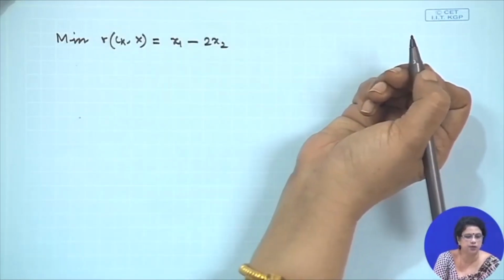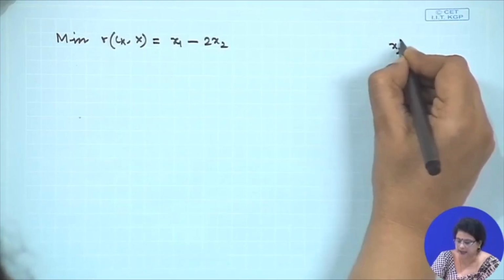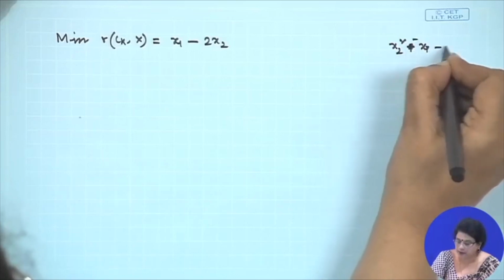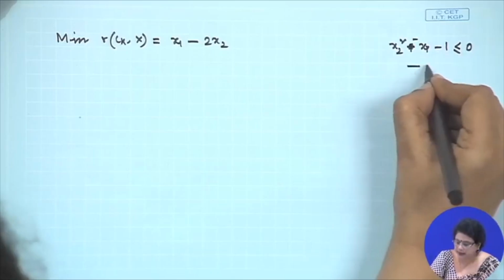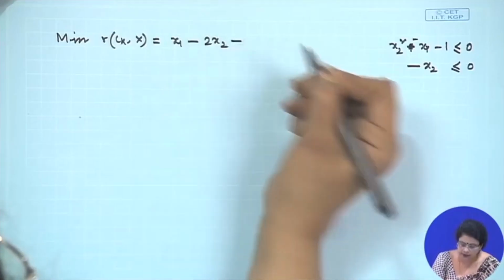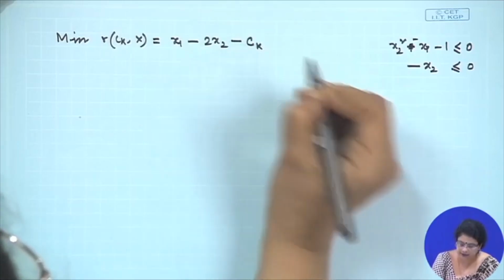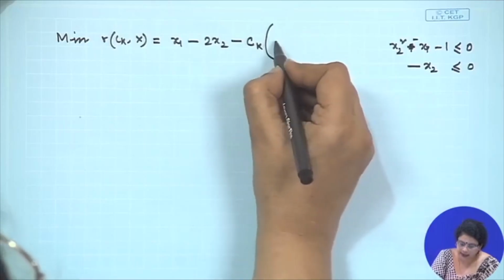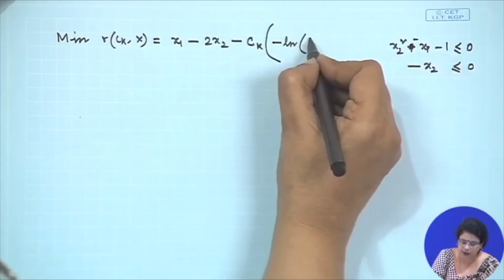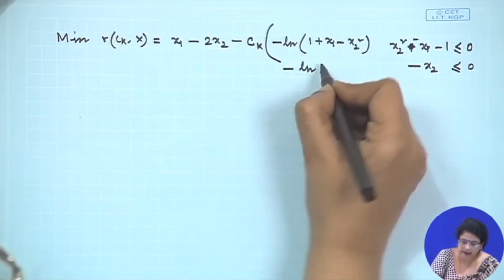Now, you see the constraint has been given in the form of greater than or equal to. That is why I will make it less than or equal to: x2 square plus x1 minus 1 less than or equal to 0, and minus x2 less than or equal to 0. Now, we have the barrier constant, that is c k, and the summation will be there. That is why I will consider ln of minus this function, so the function will be the original function minus ln x2.